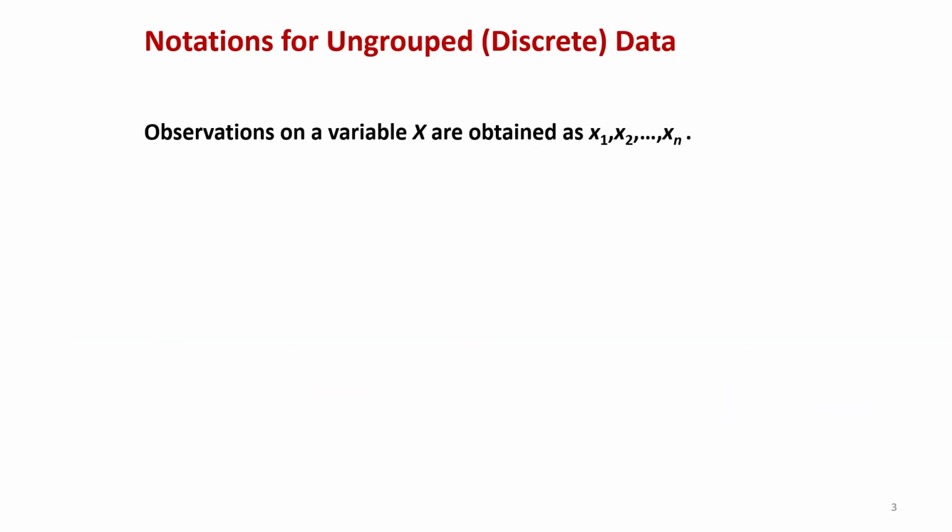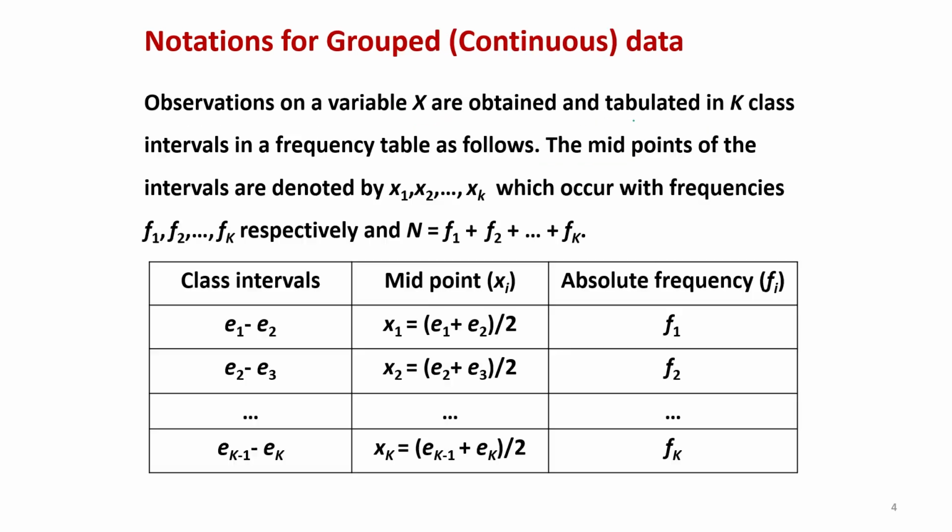Now we are going to discuss moments for two types of data. One is ungrouped data, which is actually discrete data, and it is obtained on a variable or random variable x, like x1, x2, xn. The second type is data on a continuous variable, or grouped data. That means the data has been tabulated in, say, k class intervals in the form of a frequency table, and the midpoints of those class intervals are obtained.